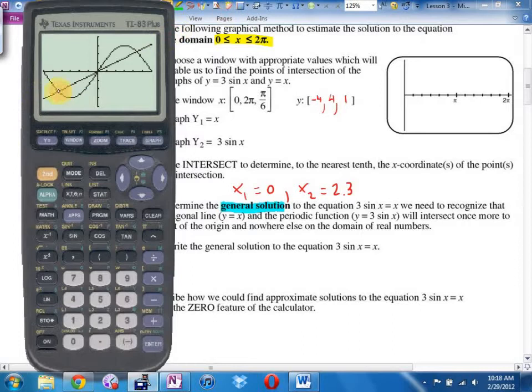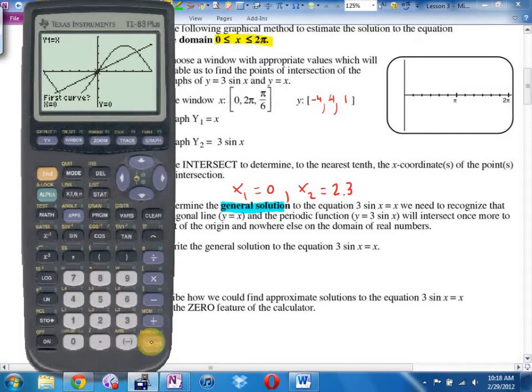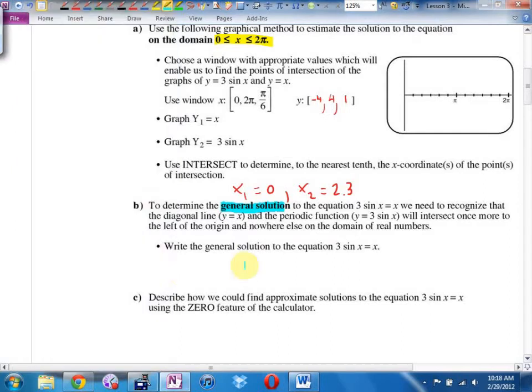Let's find this one. Second function, calculate intersection. First curve, enter. Second curve, enter. Guess. About there. Enter. Oh, it's symmetrical. Positive 2.3 and negative 2.3 and 0. So write the general solution.